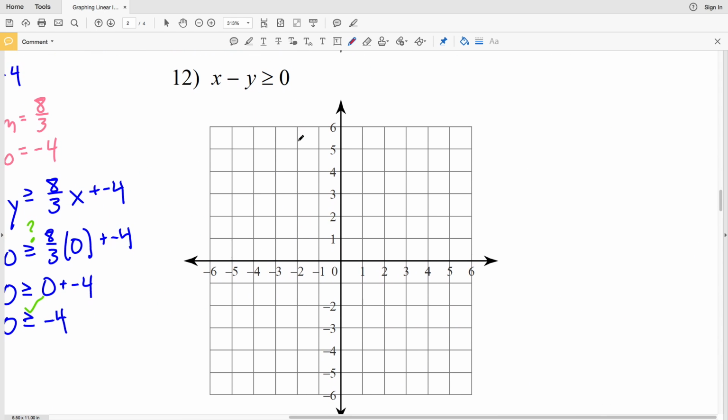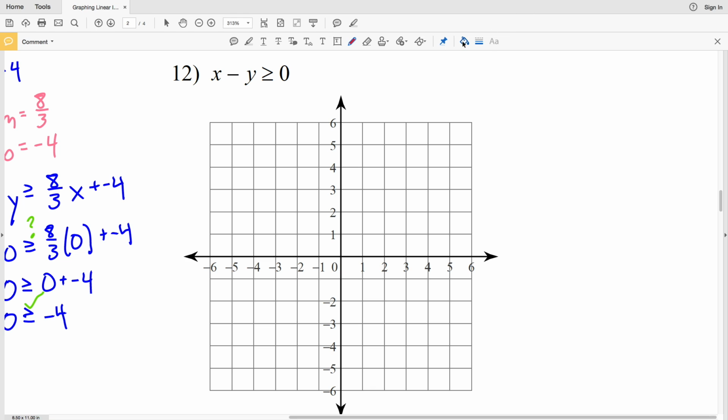And lastly, for this set of directions, number 12. I'll start off number 12 by adding y to both sides. In doing this, I'll get that x is greater than or equal to y. I could also say y is less than or equal to x. You can see my slope m is equal to 1 and b is 0 since I am not adding anything to the x.